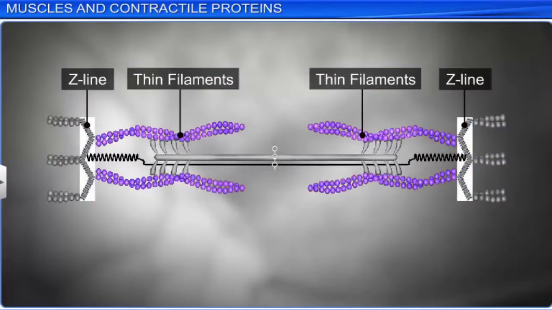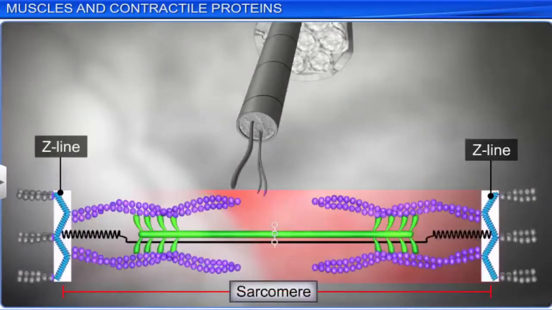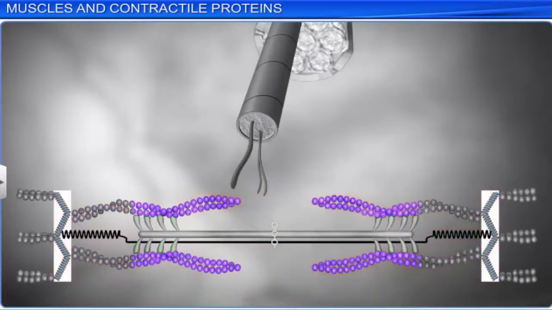The portion of the myofibril that lies between two successive Z lines is called the sarcomere, which forms the functional unit of a muscle contraction. At rest, the ends of the thin filaments partly cover the ends of the thick filaments, leaving the central part of the thick filaments uncovered, which is called the H zone.